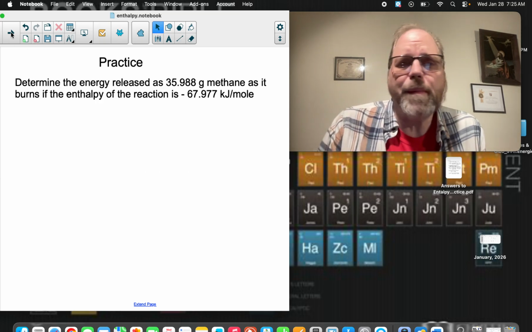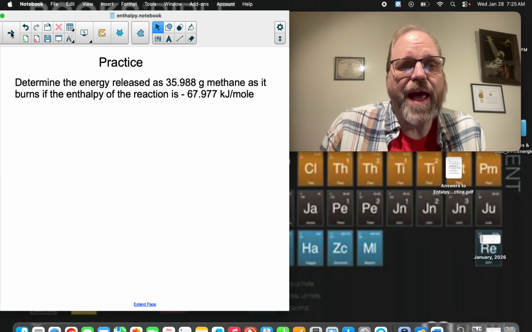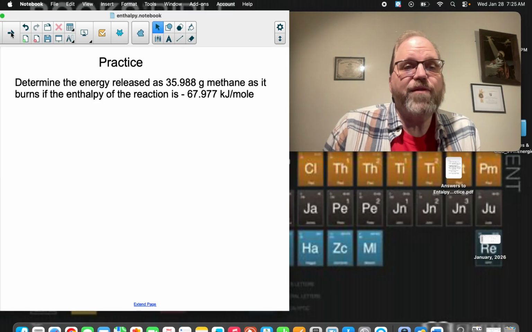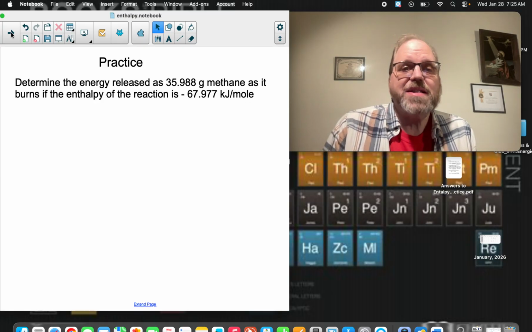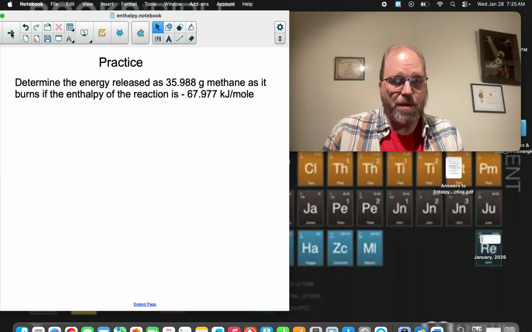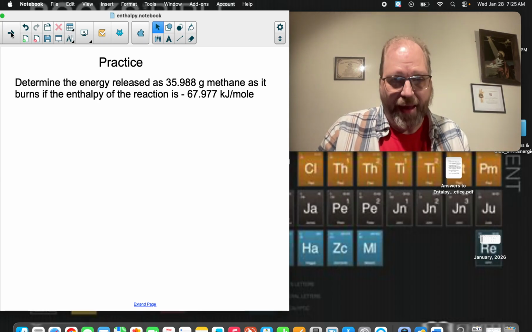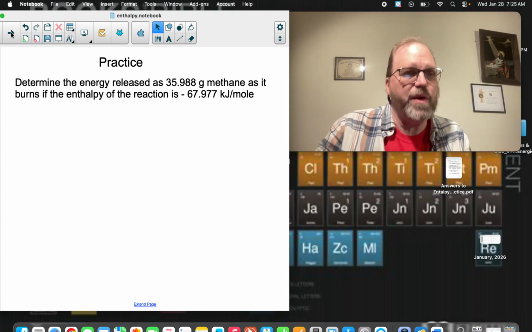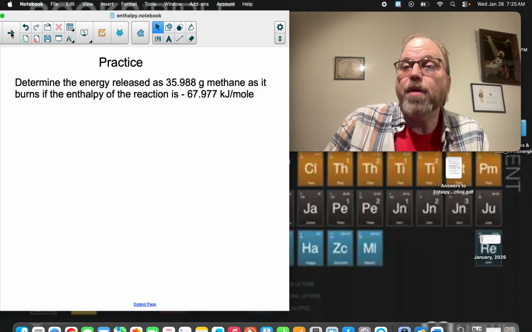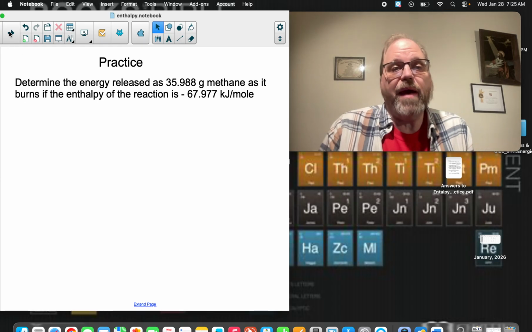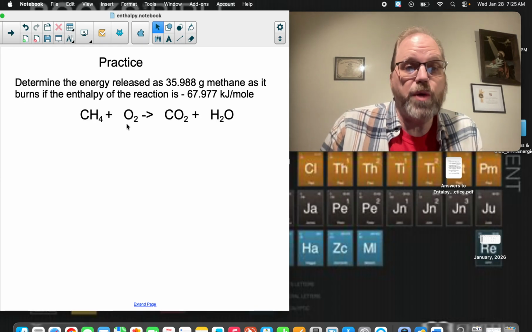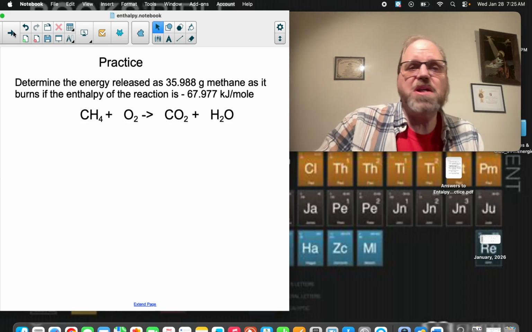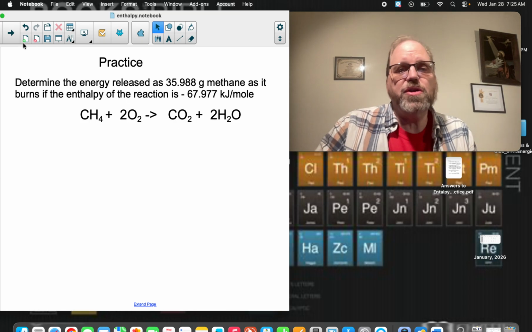All right, so look at the problem here. Determine the energy released as 35.988 grams of methane is burned if the enthalpy of the reaction is negative 67.977 kilojoules per mole. Now, we're always going to start with the reaction, even if we don't need to, just so we get in the habit of doing it. Methane burning is combustion. So we have methane, CH4, plus O2, and the products of a combustion reaction are always CO2 and H2O. Balancing it up, we get 2 for oxygen and 2 for the water.